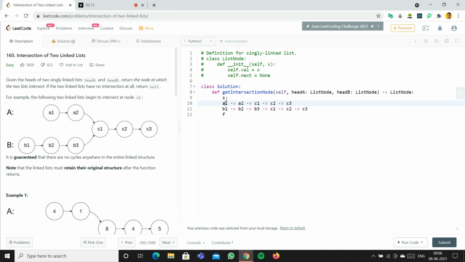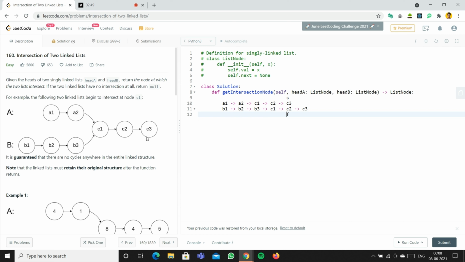Now we'll make both of them move forward. So S will be at A2, F will be at B2. Then F will be at B3, S will be at C1. Now when we move forward again, S will go to C2, F will go to C1. Now S will go to C3, and F will go to C2.